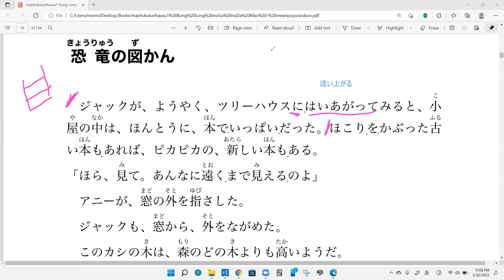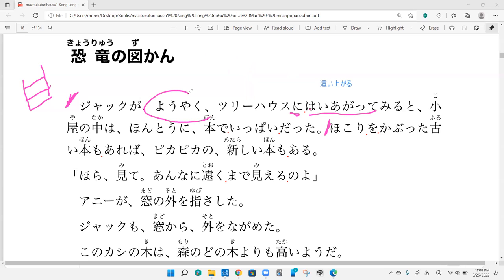Haiagatte. Do you remember how Annie crawled up? What did she do? She did a sururi, which meant she flipped in. She was like, phew! Smooth like butter and jam. But Jack, you know, is not as athletic as his little sister. So he kind of just crawls his way into there.